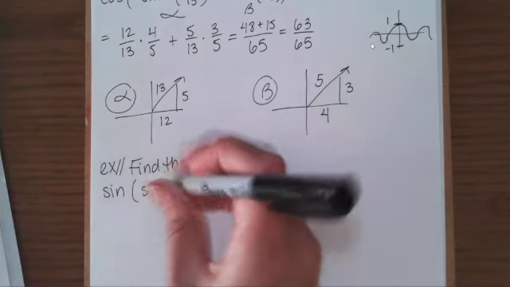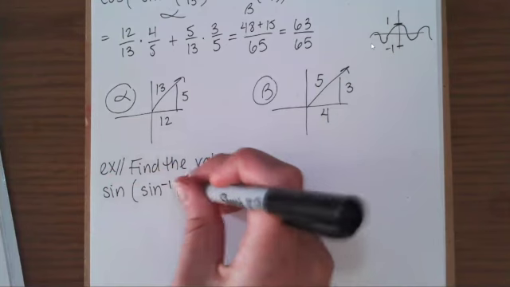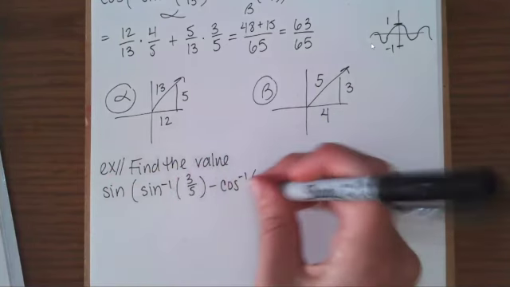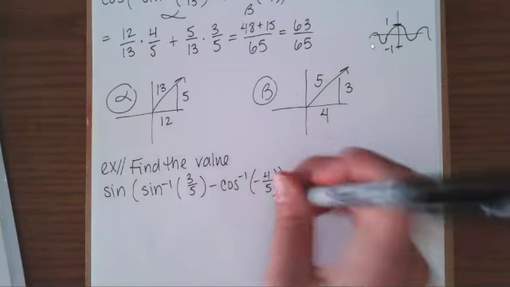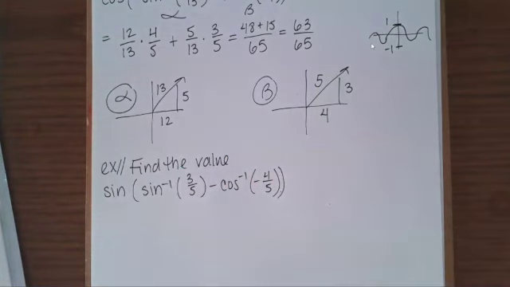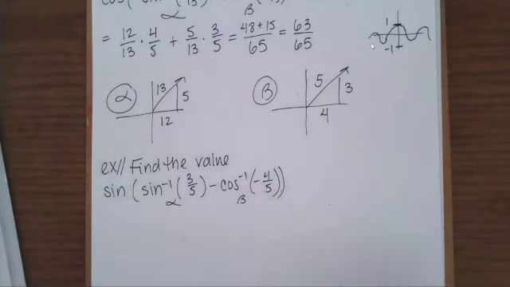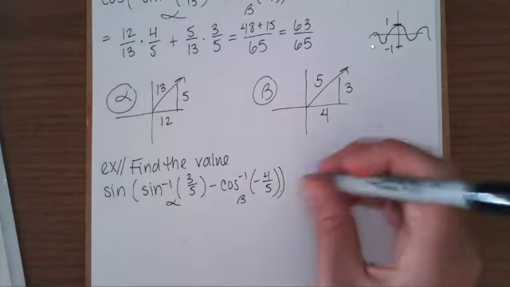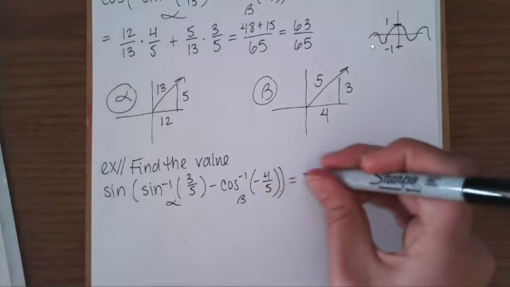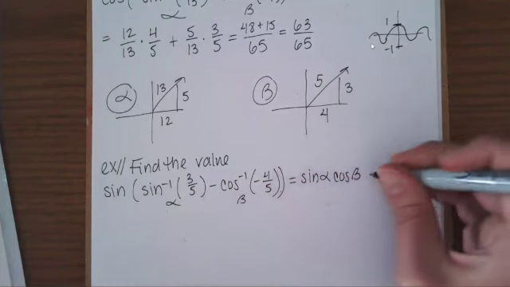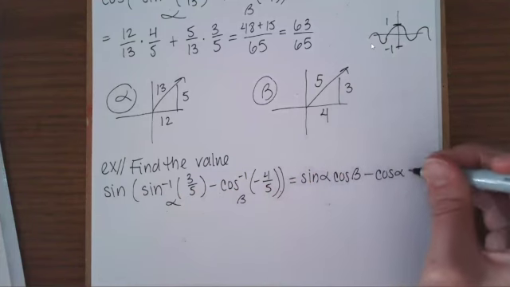So let's find the value of sine of inverse sine of 3/5 minus inverse cosine of -4/5. So again, anytime we see inverse sine, inverse cosine, inverse tangent, we should think that's just an angle. So I'm going to call this alpha and I'm going to call this beta. So now we're just asked to find sine of alpha minus beta. Our formula sheet tells us sine of alpha minus beta is equal to sine of alpha cosine beta minus cosine alpha sine of beta.